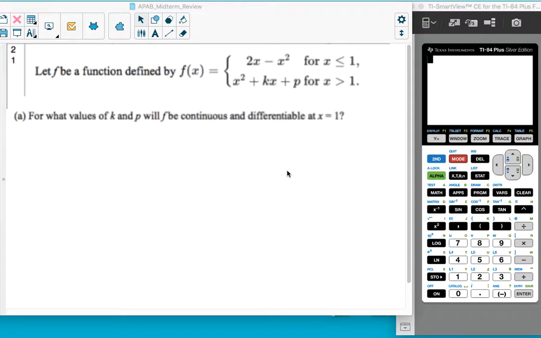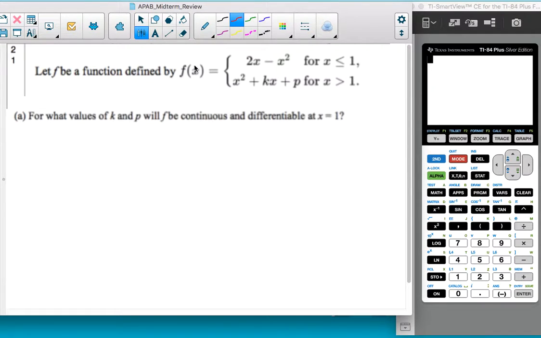All right, this is AP AB Calculus, and we are doing the midterm review packet. This is free response 21A, which is one of the non-calculator free response questions. We have a piecewise function defined by two polynomials, but it's worth noting that there are two constants that we don't know. There's a k right here and a p right here that we don't know, so that's going to be relevant at some point.